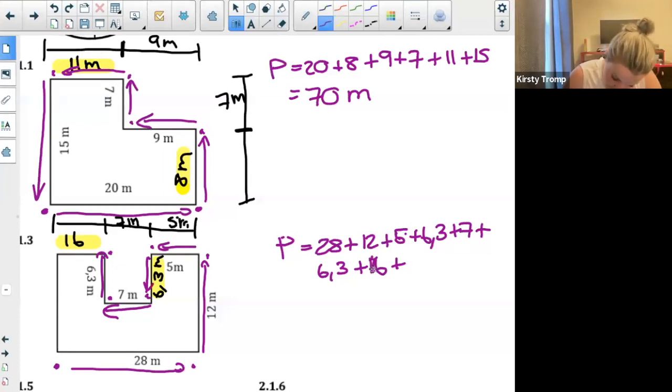Plus, and my last side that I'm missing is this side over here. And do we know what that side is? Yes, we do. It's the same as the other side. It's 12. So from this point to that point, it's 12.